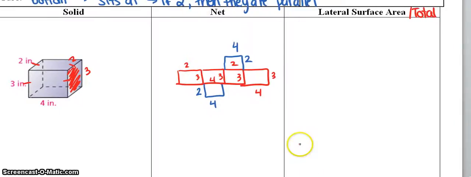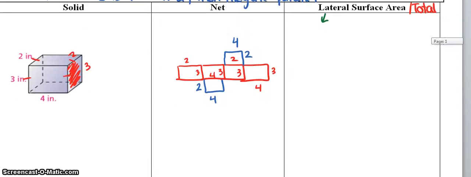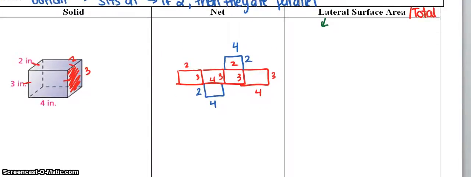Now, in order to find the lateral surface area, it is just the combined area of all the lateral faces. So you're going to combine the area of all lateral faces. Okay, which all the faces are in red here. So I have a 2 by 3 rectangle. So if you do base times height, the area would be 6.